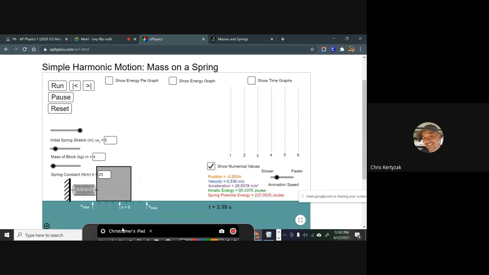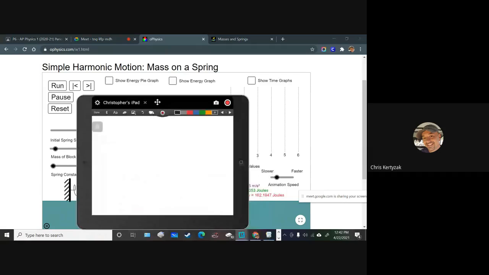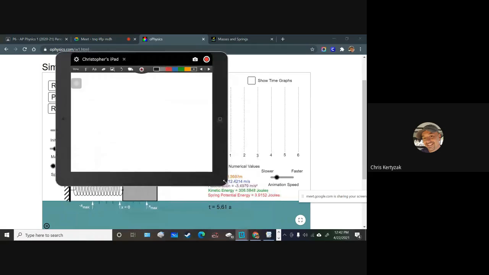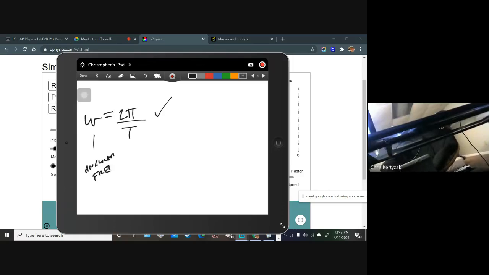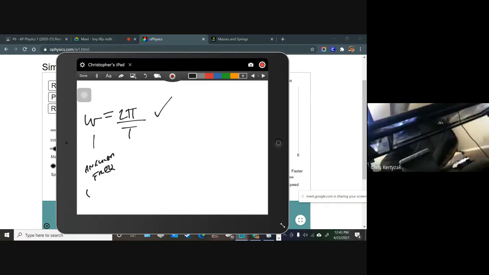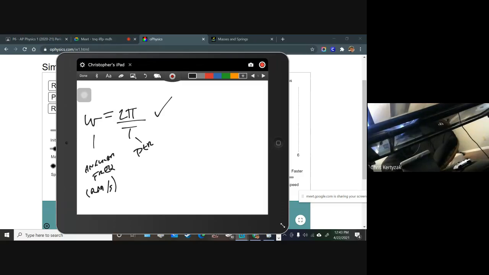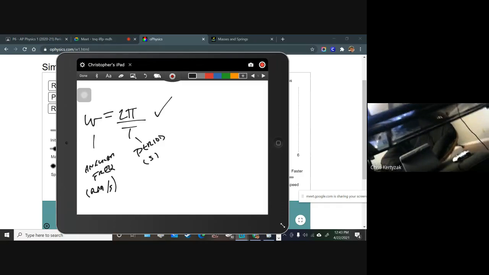So how do we model this with equations? The first formula: omega is 2 pi over T. Omega is the angular frequency again, how frequently it goes through its cycles, in radians per second. And T is the period in seconds, the time to go through a cycle.